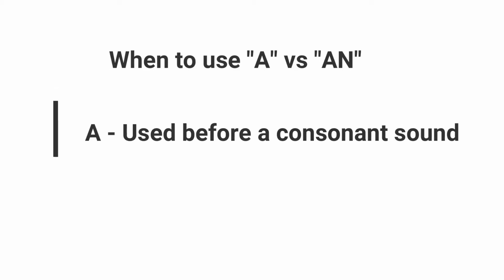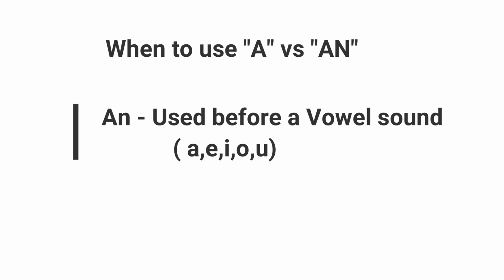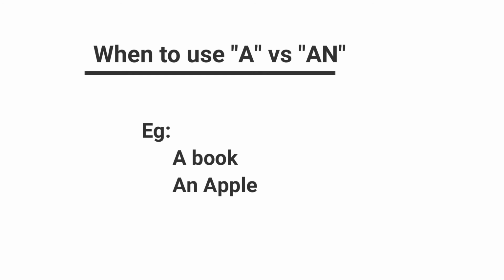So the next thing you have to know is when to use a and when to use an. A is used before a consonant sound. It's not just that it has to be a consonant, it has to be a consonant sound, and an you use before a vowel sound. So what are vowels? A, E, I, O, U, and consonants are the remaining 21 letters in the English alphabet. So it is a book, an apple. A book, an apple.